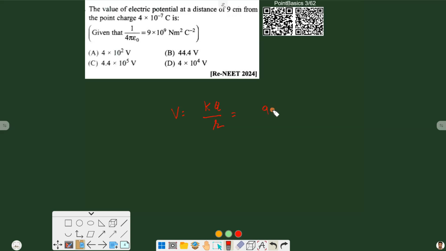Now the value of k is 9 into 10 raised to power 9. The value of q is 4 into 10 raised to power minus 7. And the distance is 9 centimeters, so 9 into 10 raised to power minus 2. This gets cancelled. This will go on top, and 9 plus 2 is 11, minus 7, and that is 4. So 4 into 10 raised to power 4 volt will be the final answer. Option D is the right answer. Moving to next question.